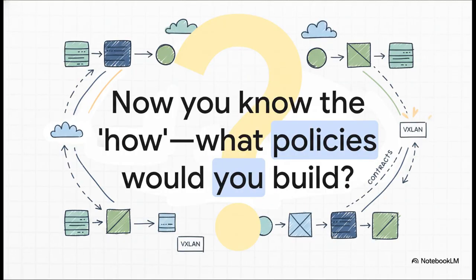So there you have it. We've seen how ACI uses VXLAN as its transport to build a network that's incredibly scalable, super fast, and secure by design. But the real power isn't just in the tech itself. It's in what you can do with it. Which leads me to a final question for you. Now that you know the how, would you use these tools? How would you use EPGs and contracts to build the perfect, most secure, most efficient data center for your own applications? Because that's where the real fun begins.